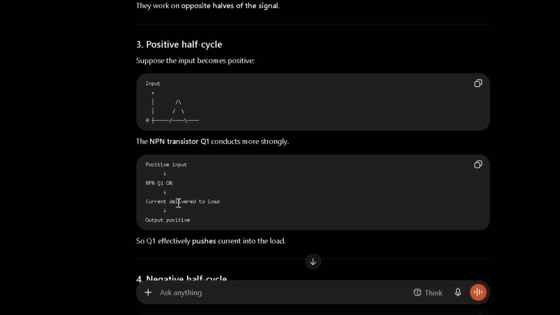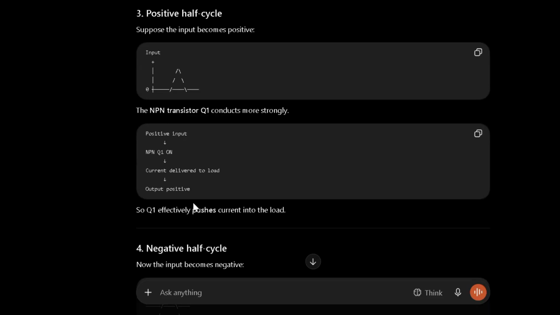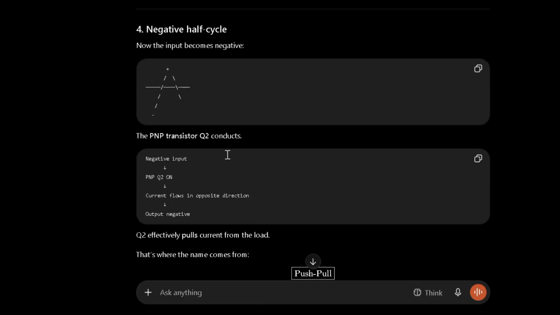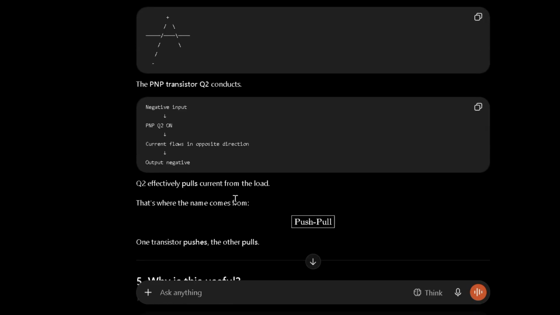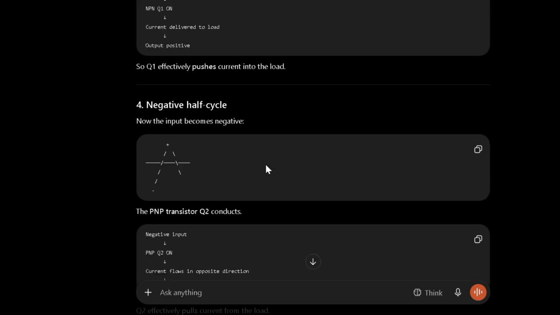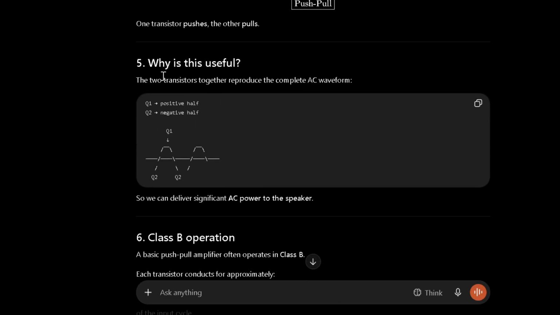Negative half cycle: now the input becomes negative. The PNP transistor Q2 conducts, current flows in the opposite direction, and the output is negative. Q2 effectively pulls current from the load. That's where the name comes from, push and pull. One transistor pushes, the other pulls. Why is this useful? The two transistors together reproduce the complete AC waveform. Q1 handles the positive half, Q2 the negative half, so we can deliver significant AC power to the speaker.